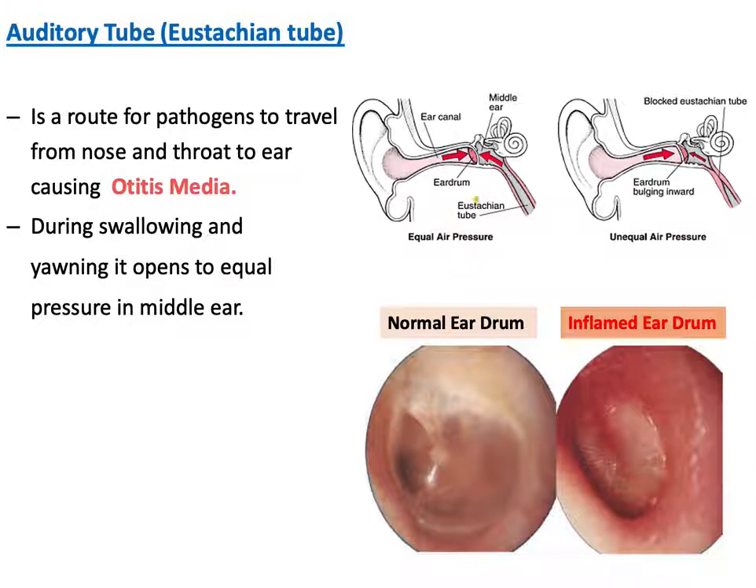Yes, we explained that the auditory tube, or eustachian tube, is the source of infection from the nasopharynx to the middle ear, causing otitis media.